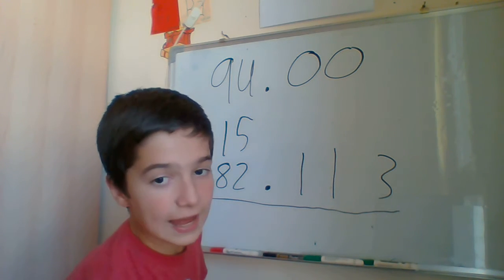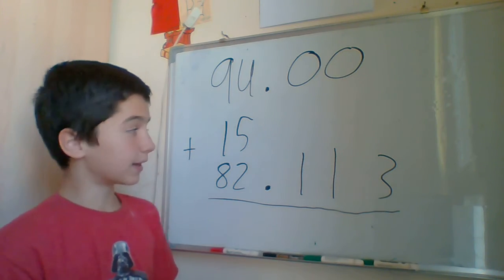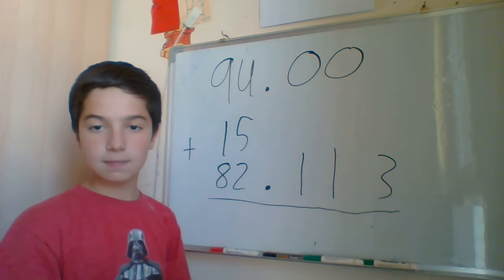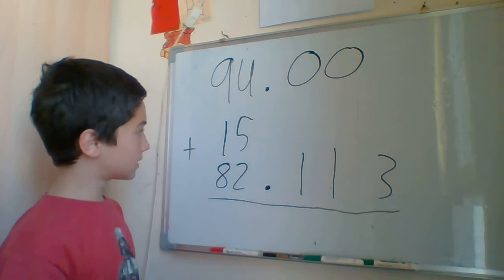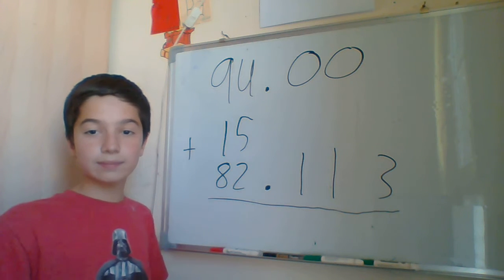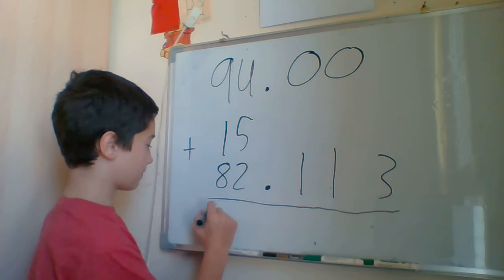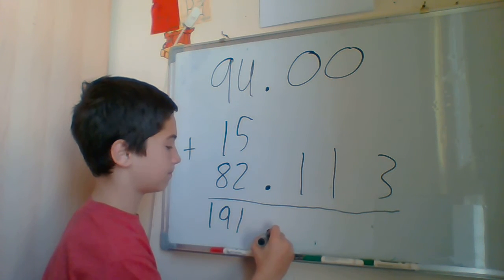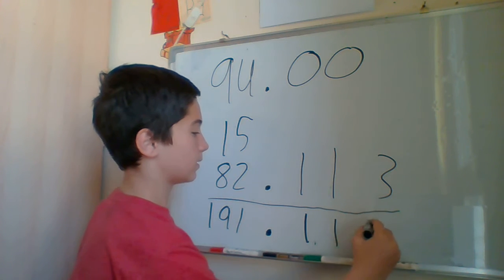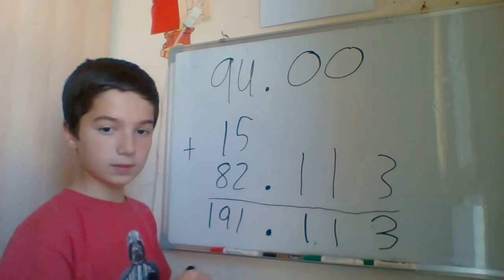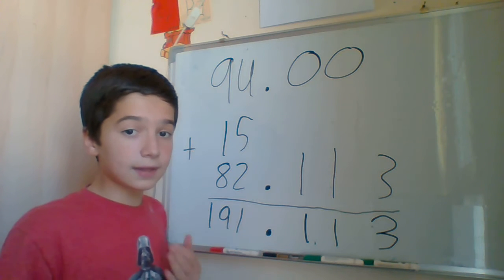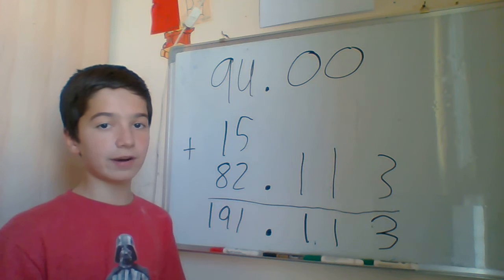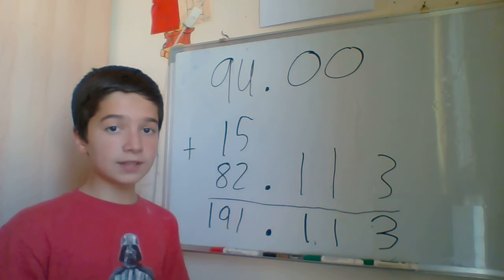So even if you're adding more than two numbers, like here, we're going to apply the same rule of adding and subtracting significant figures. Okay. So let's start. Let's do the math. And we're going to get the answer of 191.113.